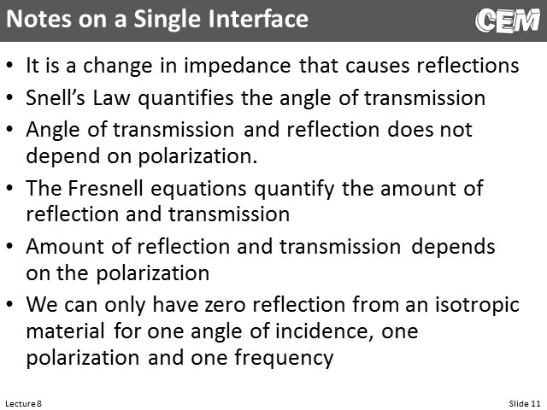And the last note that I forgot to make in a previous slide is that if you have two isotropic materials, it's only possible to have zero reflection for one angle of incidence, one polarization, and one frequency. As soon as you come in at a different angle or change frequencies or polarization, suddenly you would get reflections. But it is possible, if you just have one wave at one angle, one polarization, one frequency, that we could choose the materials on either side to eliminate reflections.